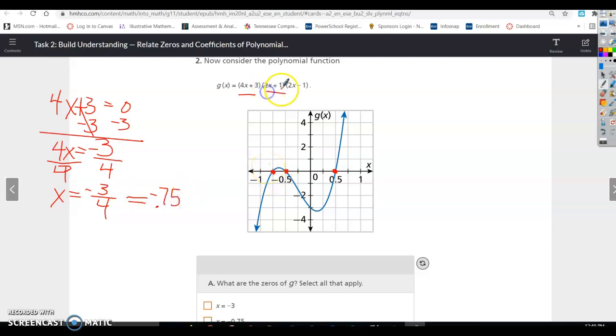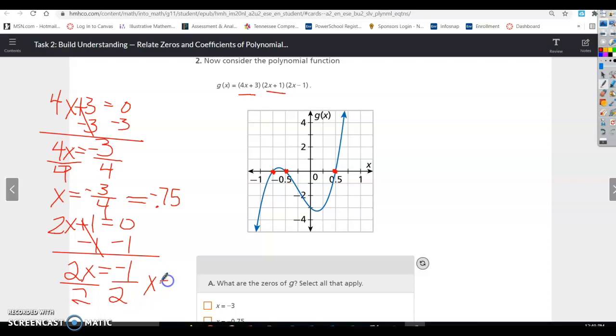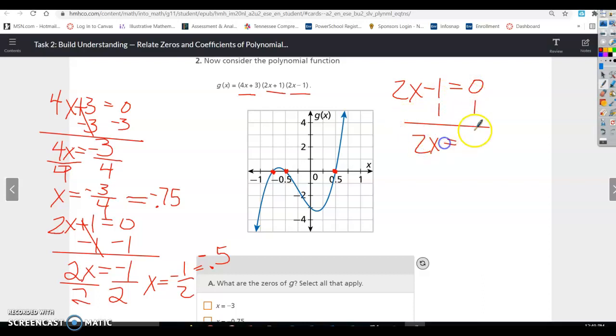All right, so the second one, 2x plus 1. 2x plus 1 equals 0. Subtract 1. 2x equals negative 1. Divide by 2. x equals negative 1/2. And you know that that's equal to negative 0.5, which is on the graph here. And then the third one, 2x minus 1 equals 0. Add 1 to both sides. 2x equals 1. Divide by 2. x equals 1/2. And you can see that 1/2 is equal to 0.5.